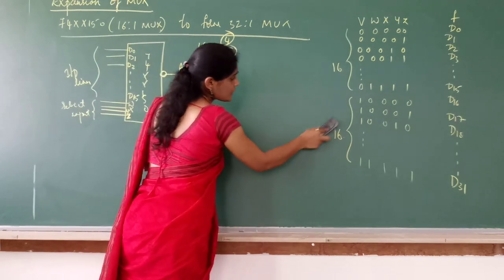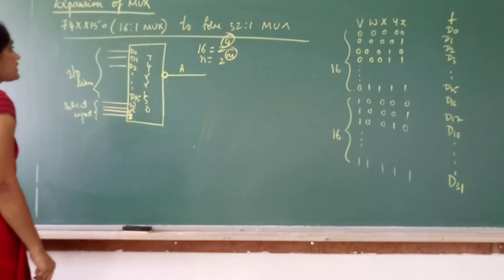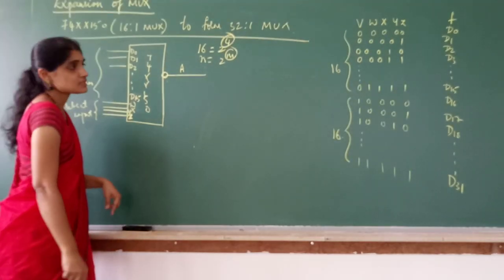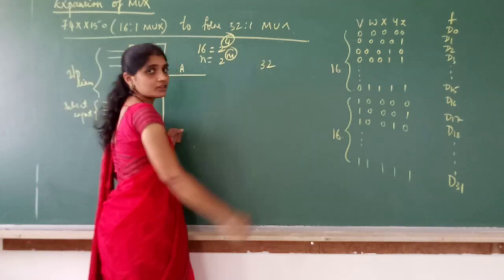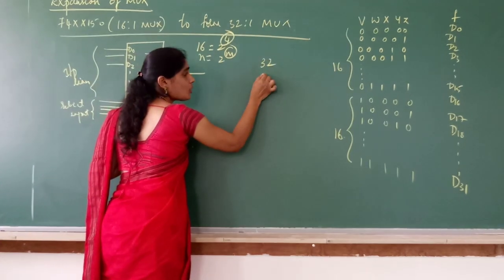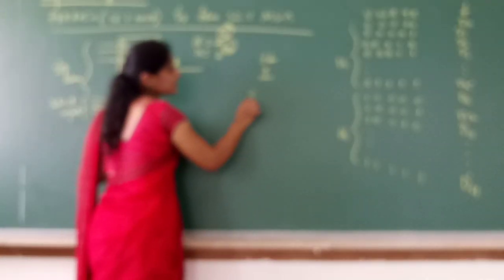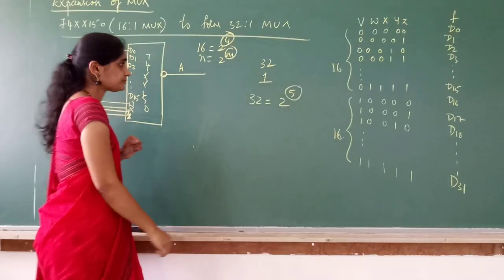So now what is our question? Use 74xx150, the 16:1 mux, to form a 32:1 mux. For 32:1, how many inputs? 32 inputs. How many outputs? There should be only one output. And 32 is equal to 2 power 5, so how many select inputs? 5.